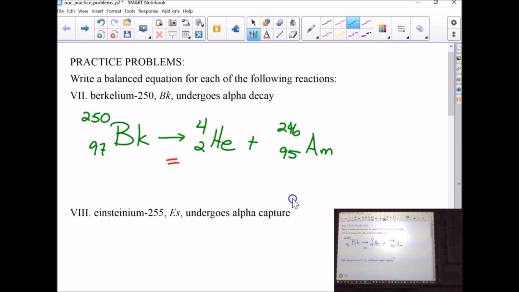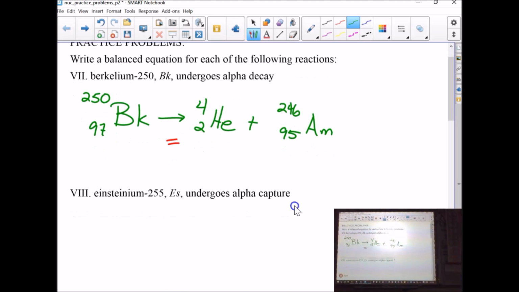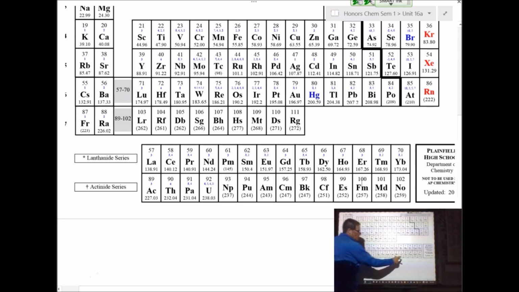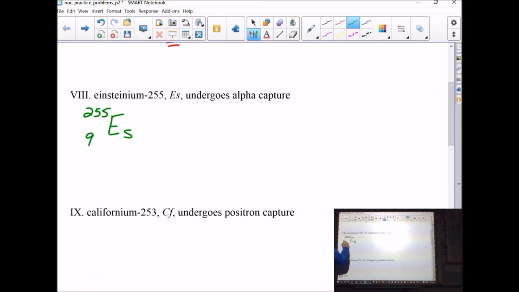Okay. Ready for the next one? All right, so Einsteinium, which is ES. Okay, and 255. And then go to the periodic table, find Einsteinium. So there it is. So number 99. And it says it undergoes alpha capture. Now again, these first two examples are with alpha particles. They won't always be with alpha. But if it undergoes alpha capture, what do we do next?